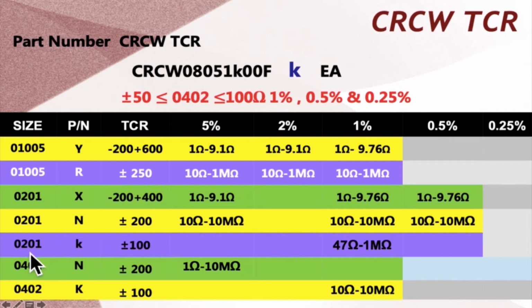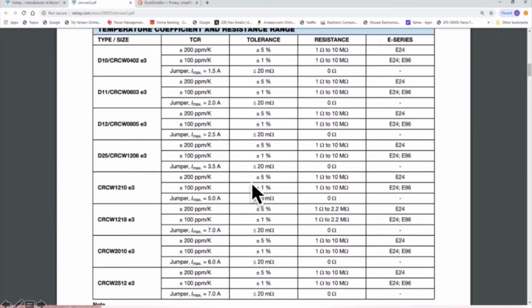But you start to have a choice, because from 47 ohms to 1 megohm in 0201, you have the choice to have plus or minus 100. And here, plus or minus 200 from 1 ohm to 10 megohms, code N. You will find all this information in the data sheet.